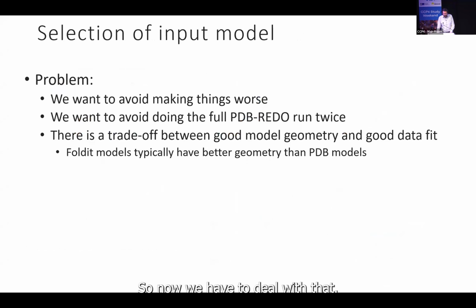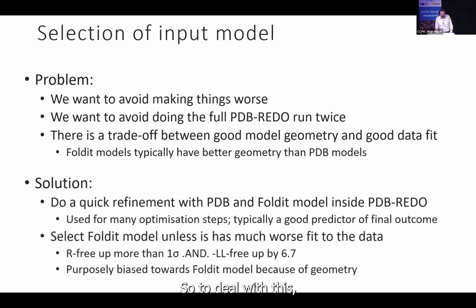So essentially, we can say that there is a very poor correlation between the data fit and the geometric quality. So now we have to deal with that. Of course, for the PDB-REDO databank, we want to avoid making things worse, particularly in terms of fit with the experimental data. And also, we want to avoid running everything twice. And as James already pointed out, particularly when you're almost done with the model, there's always a trade-off between good model geometry and fit to the experimental data. And we know for the Foldit models that they typically have better geometry than the PDB models.